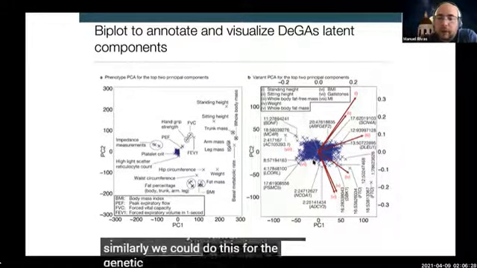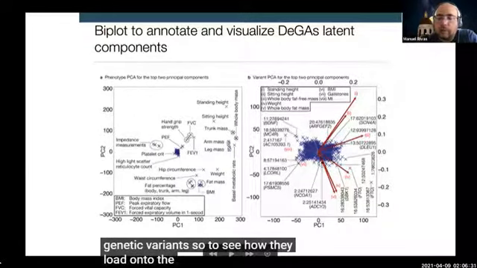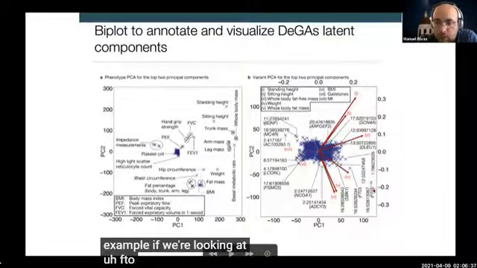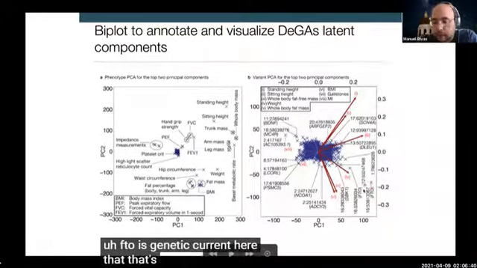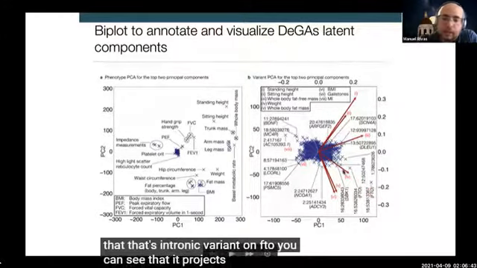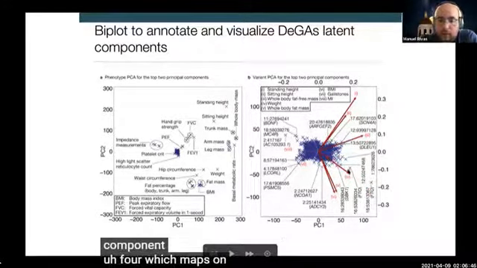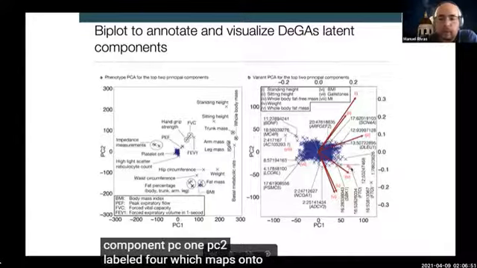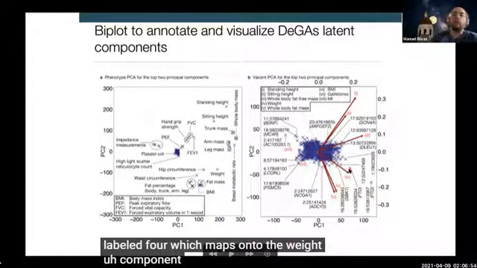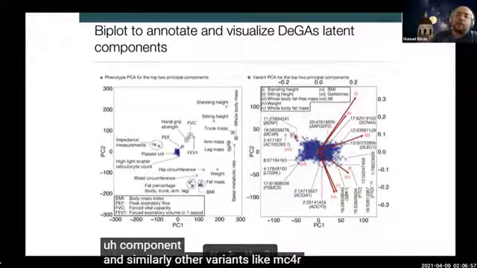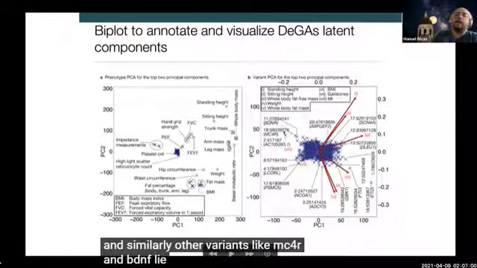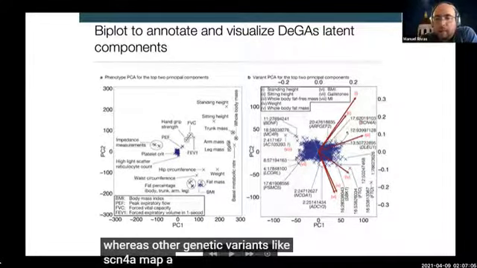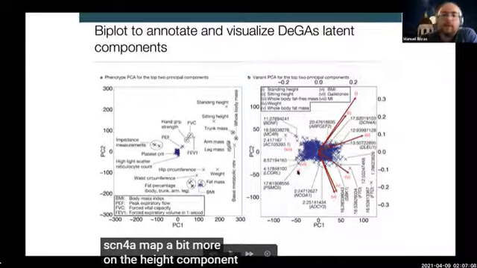Similarly, we could do this for the genetic variants, to see how they load onto the two components. For example, if we're looking at FTO, an intronic variant in FTO, you can see that it projects onto this component, which maps onto the weight component. Similarly, other variants like MC4R and BDNF lie more on the weight component, whereas other genetic variants like SCN4A map a bit more on the height component.